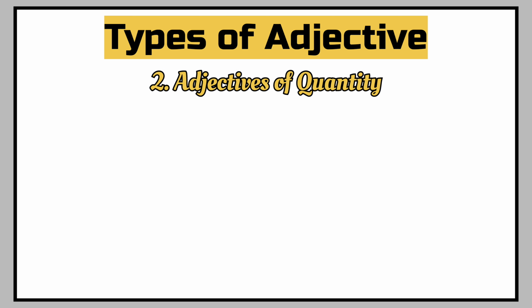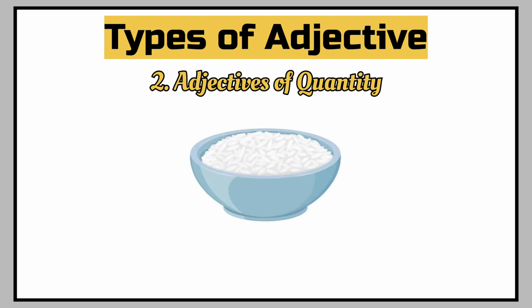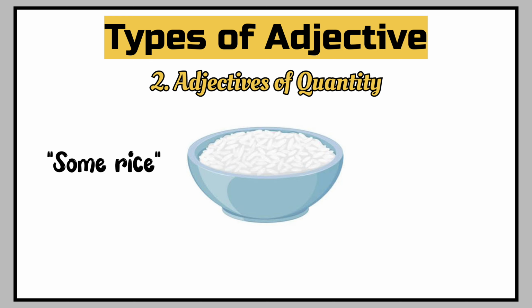Second, adjectives of quantity. Now, let's talk about adjectives of quantity. If I say, I have some rice, or I have a lot of rice, these words tell us how much rice I have. They do not give an exact number, but indicate an amount.